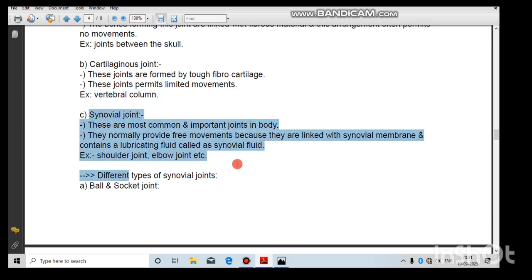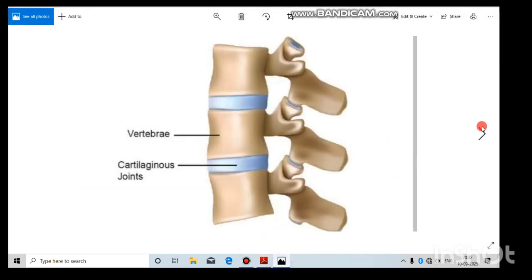The third type of joint is the synovial joint, which is the most important and most common joint present inside our body. This is very different from these two joints. In a synovial joint the bones are linked with the help of a synovial membrane, and that synovial membrane contains synovial fluid. We will see that with the help of a diagram.